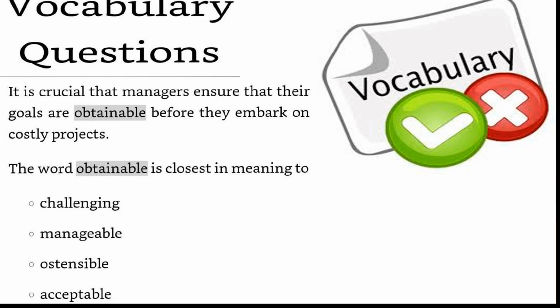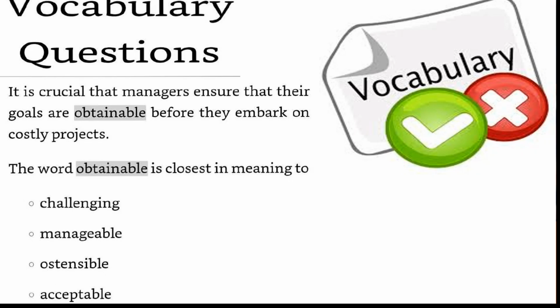Here is another question. It's crucial that managers ensure that their goals are obtainable before they embark on costly projects. The word obtainable is the closest in meaning to challenging, manageable, ostensible, acceptable. So I hope you have picked the second word, manageable. It is the closest synonym to obtainable and makes sense in the context.